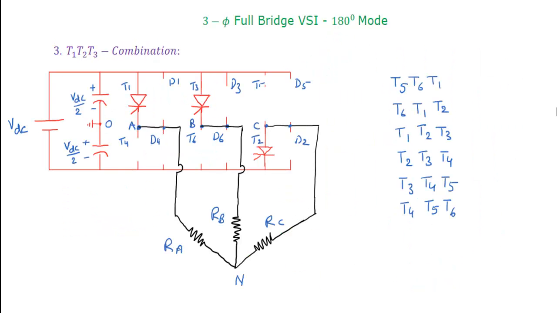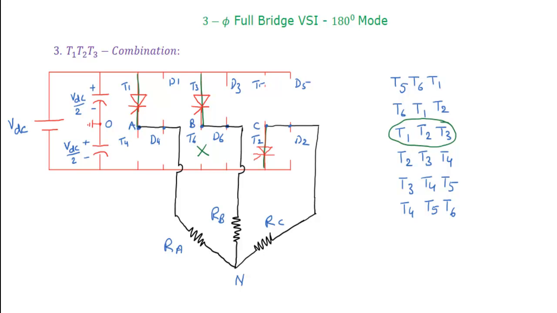Next, moving on to the third combination. What is the third combination? The third combination is T1, T2, T3. That means T1 is common, and T2 is common from the previous combination. Now the commutation is happening between T6 and T3, that is on the second leg. So T1 is in conduction from the previous combination, T2 will be in conduction from the previous combination. Now we are turning off T6 and turning on T3 from the same leg.